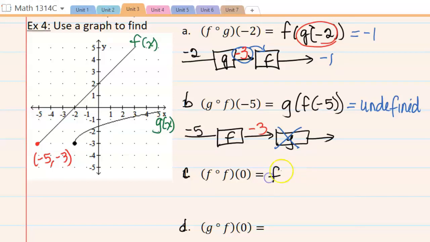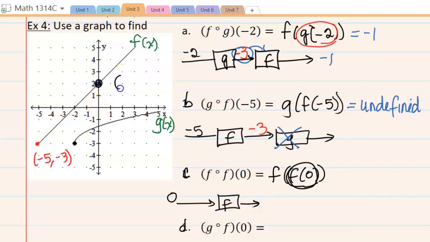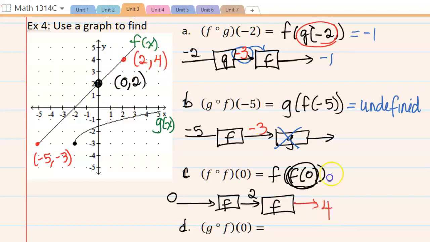For part C, we need to find f of f of 0. Using the notation f(f(0)), we see that we need to find f of 0 first. Looking at the linear graph, we see that f of 0 is equal to 2, because the point (0, 2) is on the graph and has the x value of 0. Now we continue by finding f of 2. Again, using the same linear graph, we see the point (2, 4) is on the line and has the x value of 2. So f of f of 0 is equal to 4.